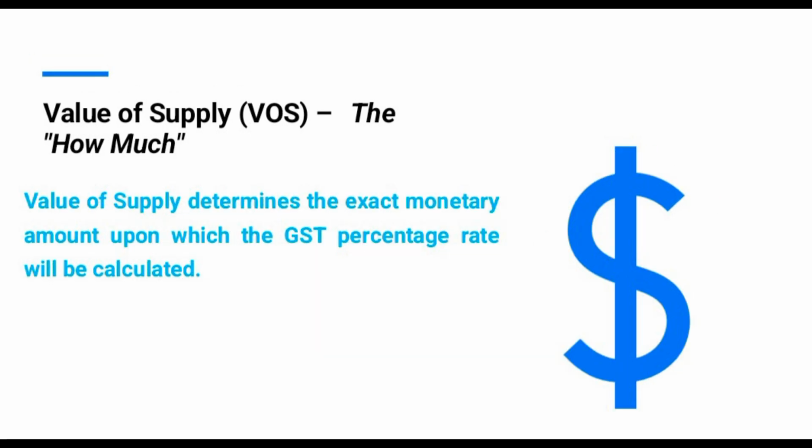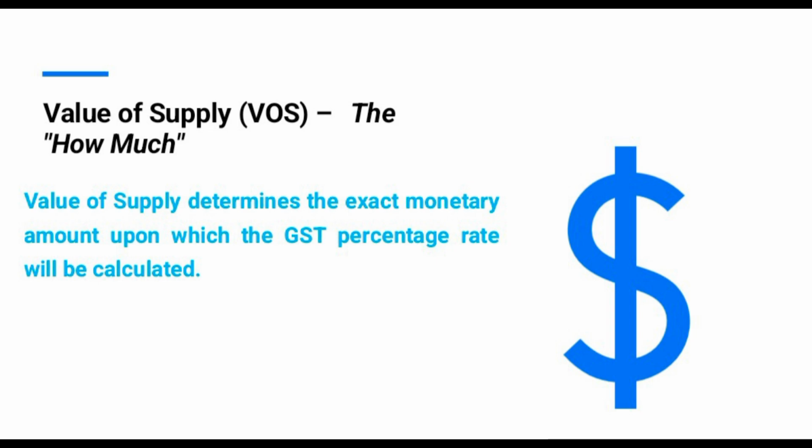Then value of supply. How much? What is the quantum of tax you have to pay? There is a value on which tax will be paid. Unless and until you know the value, you can't discharge the liability. Suppose you know the tax rate is 18%, but you don't know the value.